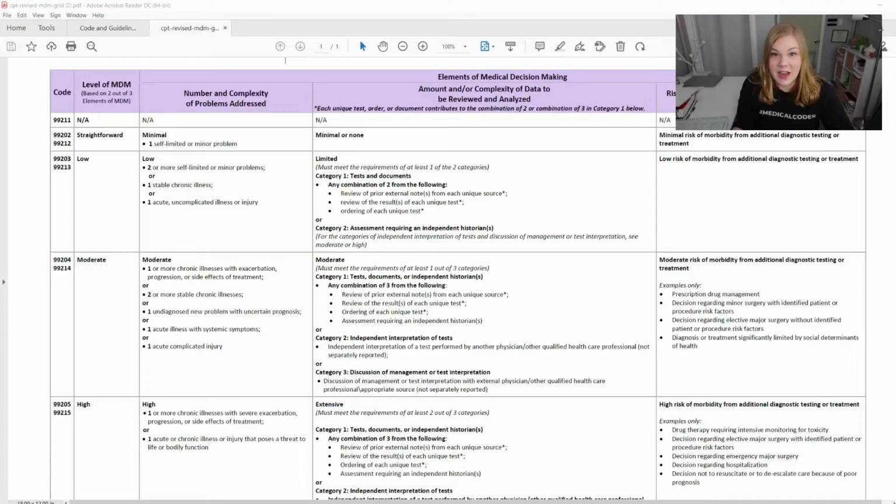And honestly, I kind of target the two main things that I see the most for level 4s. And that's the 2 or more stable chronic illnesses and prescription drug management. If I can meet those two criteria, 2 or more chronic illnesses and prescription drug management, I know I have at least a level 4 service. So in those cases where I've met at least my level 4, I'll go back and check, okay, could this also be a 5? If it doesn't, I stay at my level 4.